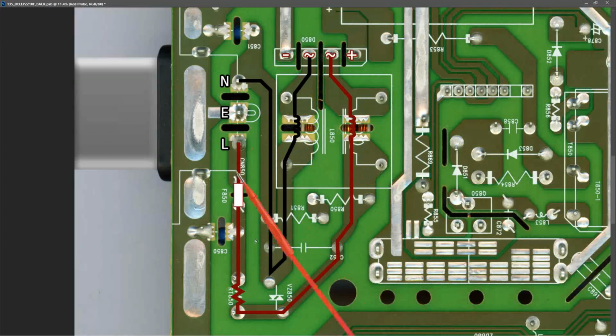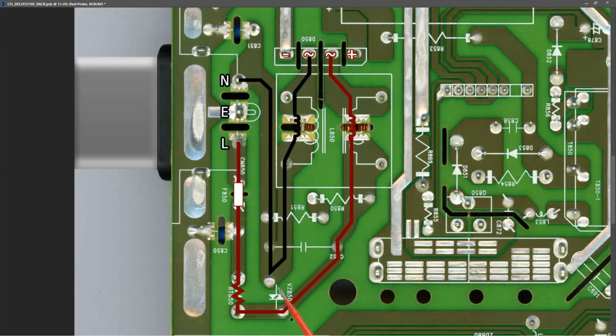Now, the purpose of this circuit right here is to reduce the EMI and RFI interference. So we have a number of passive components, the inductors and the capacitors, that do this. We also have a couple of protection components. We have a fuse here to protect against overcurrent, and we have a resistor here to protect against overvoltage.